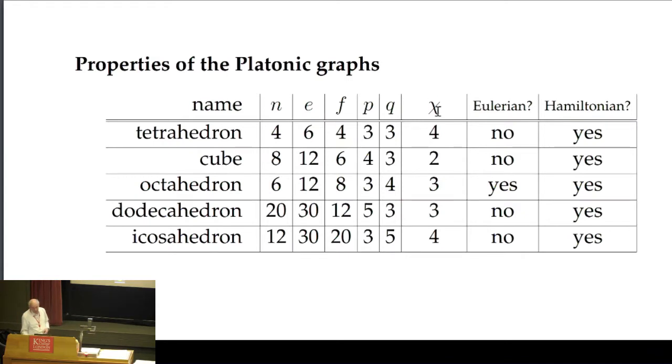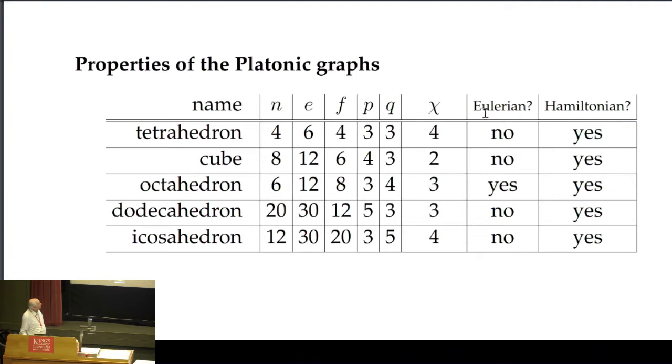Chi is the chromatic number, and we already checked that today. The tetrahedron is the same as the complete graph K4, so it has chromatic number 4. The cube is bipartite, 2. The octahedron and dodecahedron are both nice graphs. They have chromatic number 3. The icosahedron is a bit more complicated. It has chromatic number 4. But they're all planar graphs, so we can't see a number bigger than 4 here.